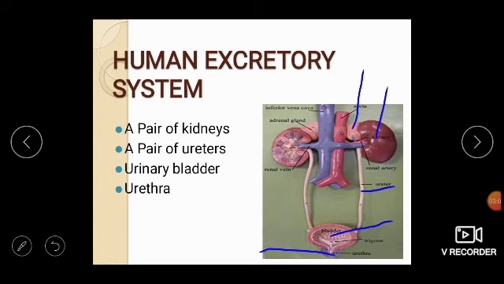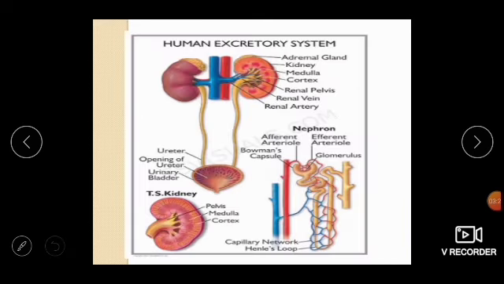The measurement of the kidney: each kidney measures about 10 to 12 centimeters in length, 5 to 7 centimeters in width, and 2 to 3 centimeters in thickness. The average weight varies from 120 to 170 grams. If you further see the internal structure of the kidney, this is the internal structure which I will be discussing in my next slide.